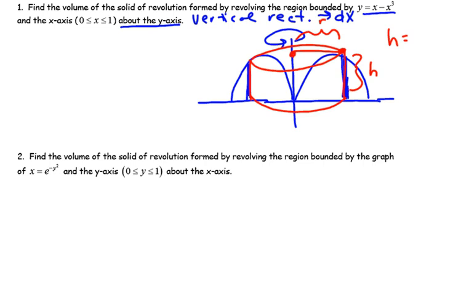So H is the representative rectangle, so that's vertical. So we're going to take top minus bottom. So that's just x minus x cubed. Then the R, this is where it's a little bit weird at first, but R's are actually really, really easy.